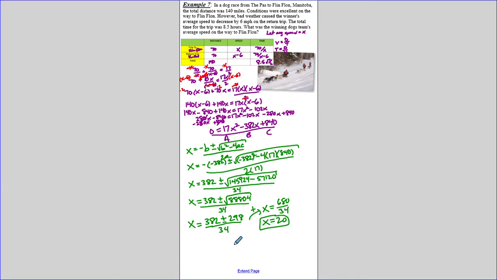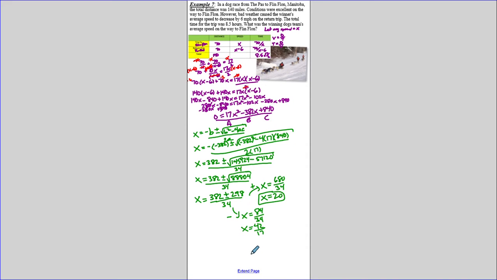If I take a look at my negative root, then I end up getting x is equal to 84 over 34. And 84 over 34 does reduce down into 42 over 17, which I can't do anything else with. As a mixed fraction, this thing would work out to be 2 and 8/17.